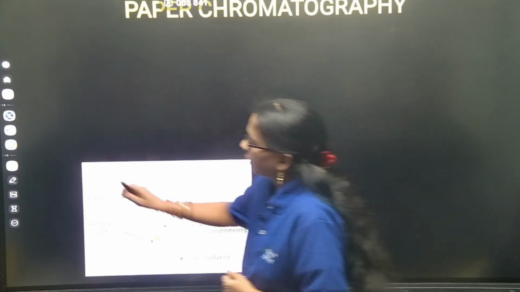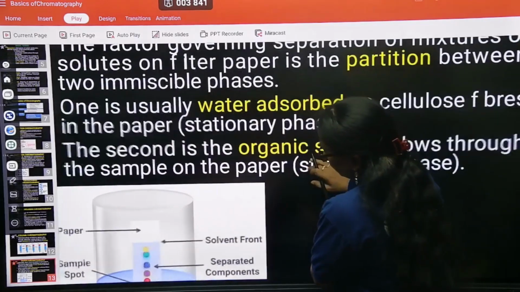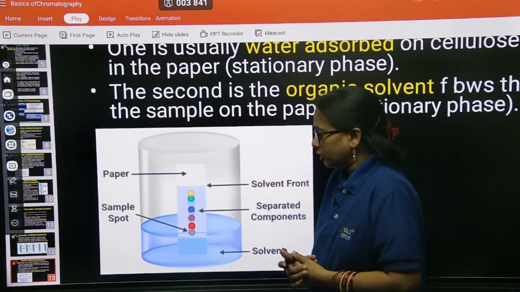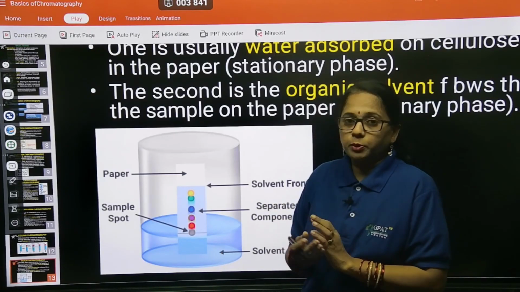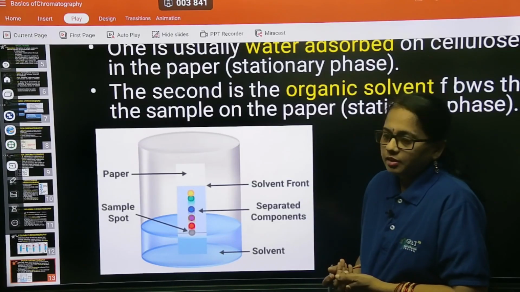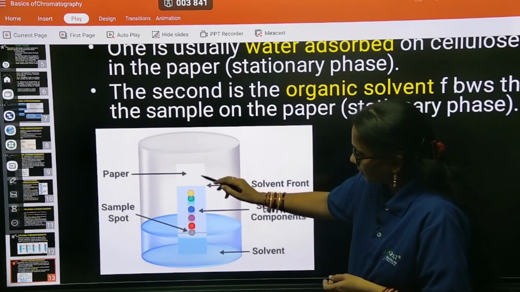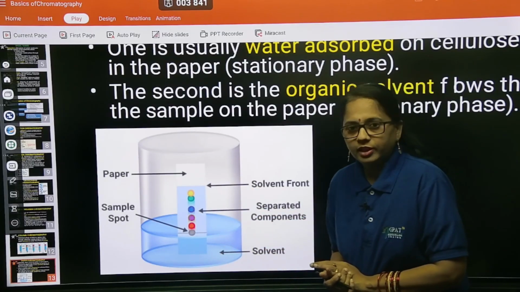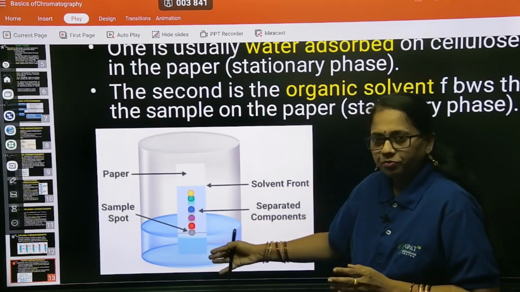In paper chromatography, if you observe, most of the papers we are going to use are made up of cellulose. Cellulose pores are present. In those pores, the mobile phase is traveling along with the solute. Initially the paper has to be taken, and this is the paper represented. First of all, we are going to spot the sample mixture. Afterwards, we are going to put the paper in the mobile phase.